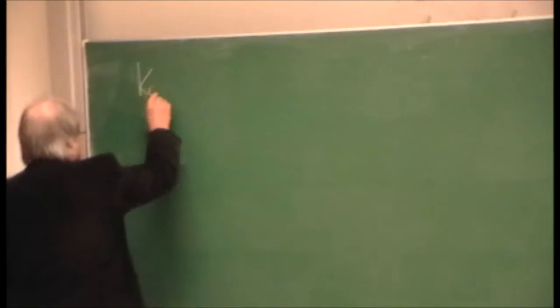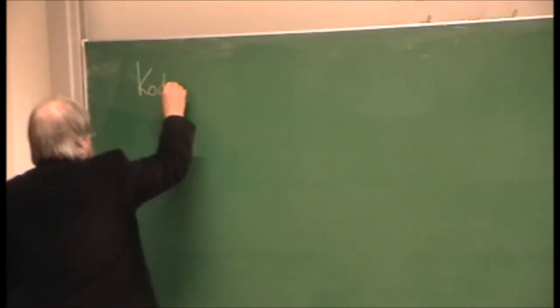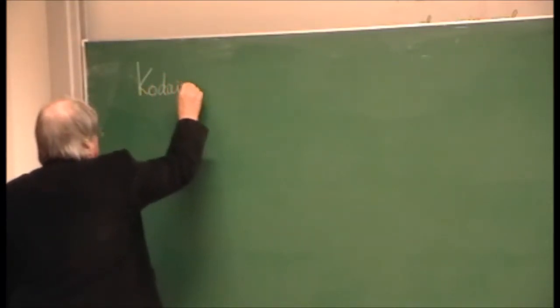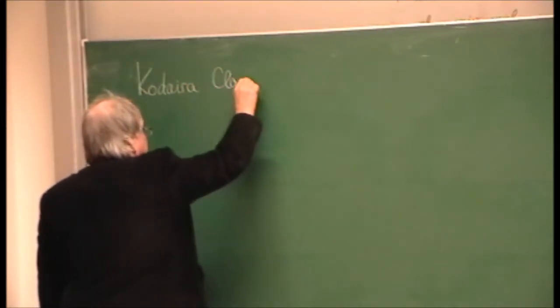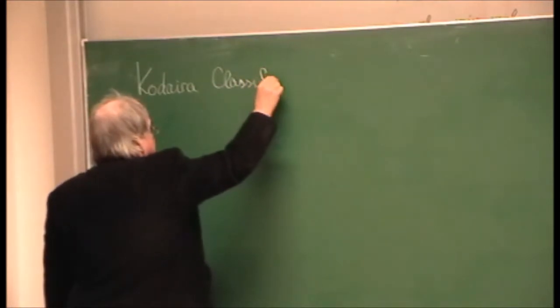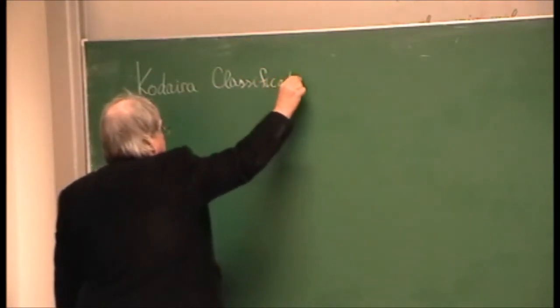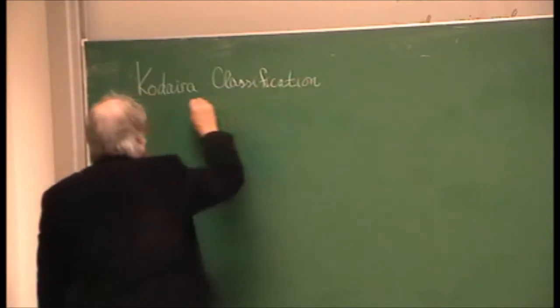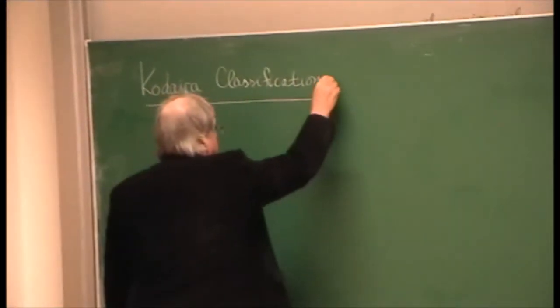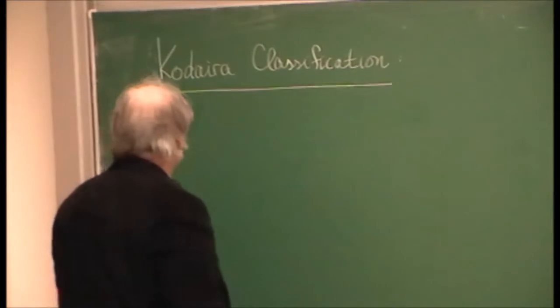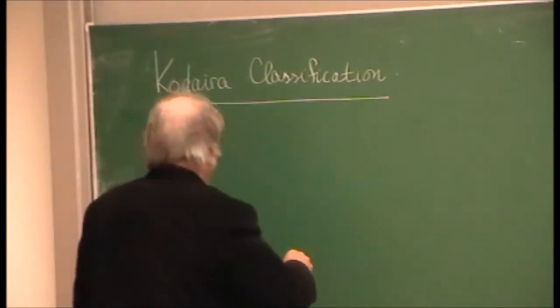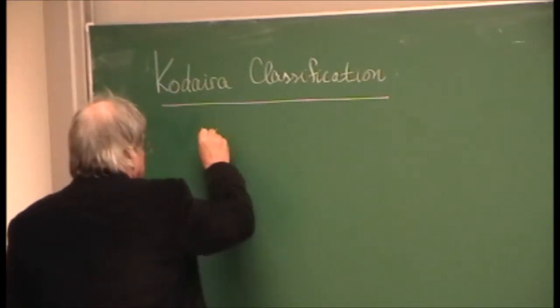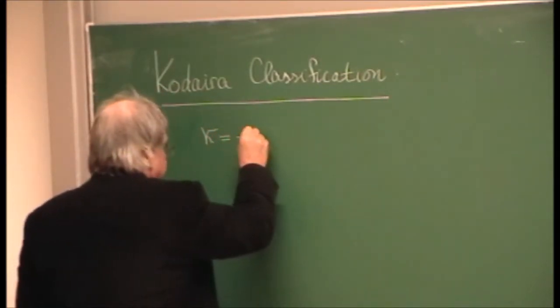So this is my last lecture of this intersection course, and I'm still trying to explain the Kodaira classification, at least some idea of it. And it's based on Kodaira dimension. So I'll remind you of Kodaira dimension. Minus infinity is the starting point.